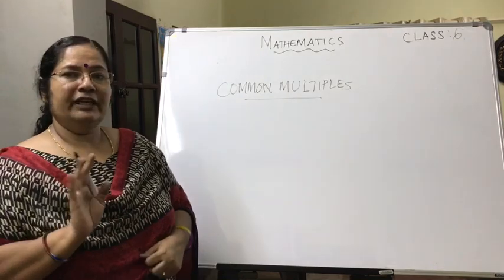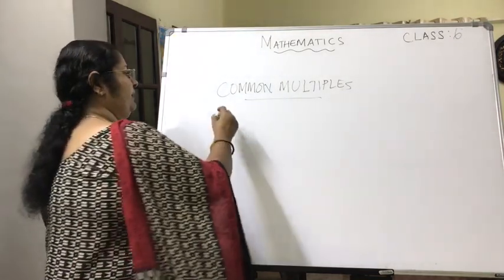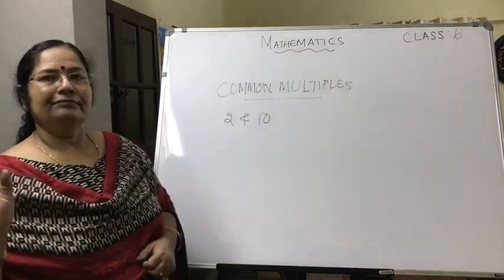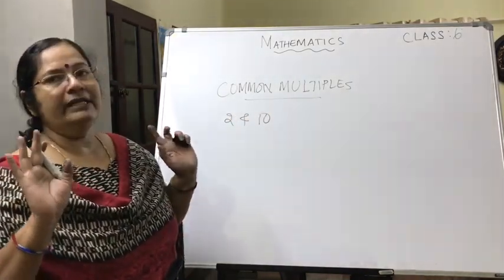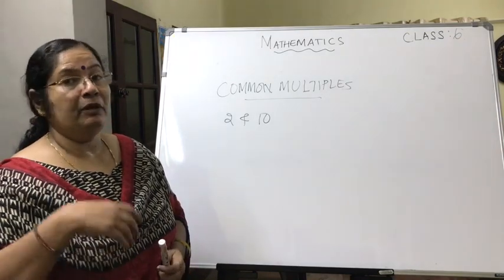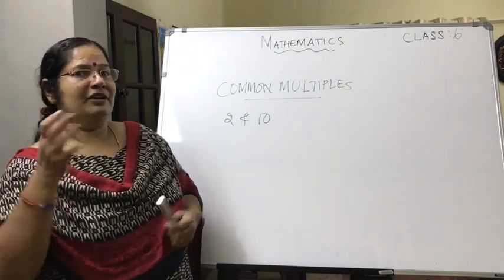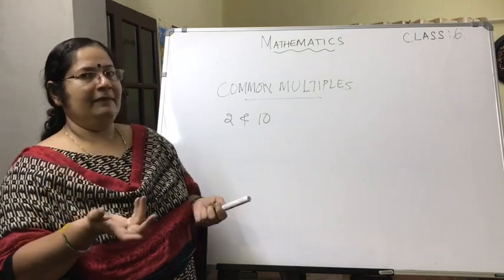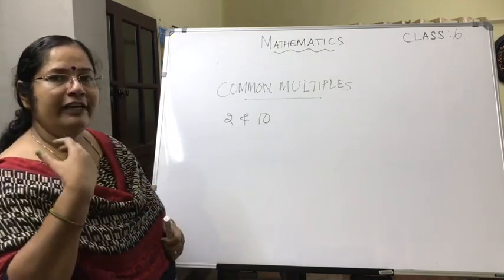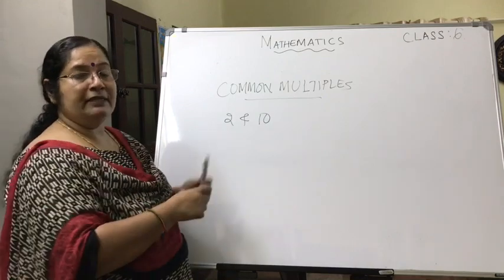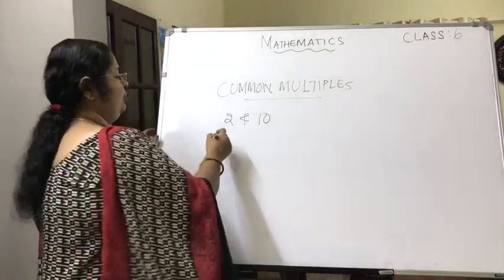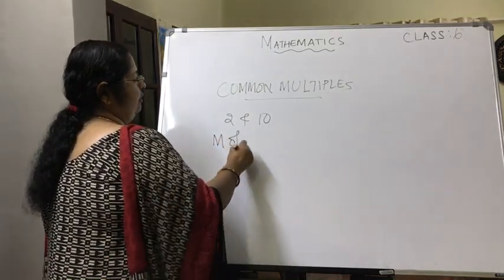Now, suppose you are given two numbers, say 2 and 10. You are asked to find the common multiples of 2 and 10. Common means which are same. So, just like common factors, first you will be finding a few multiples of each of these given numbers separately. So, you find multiples of 2.